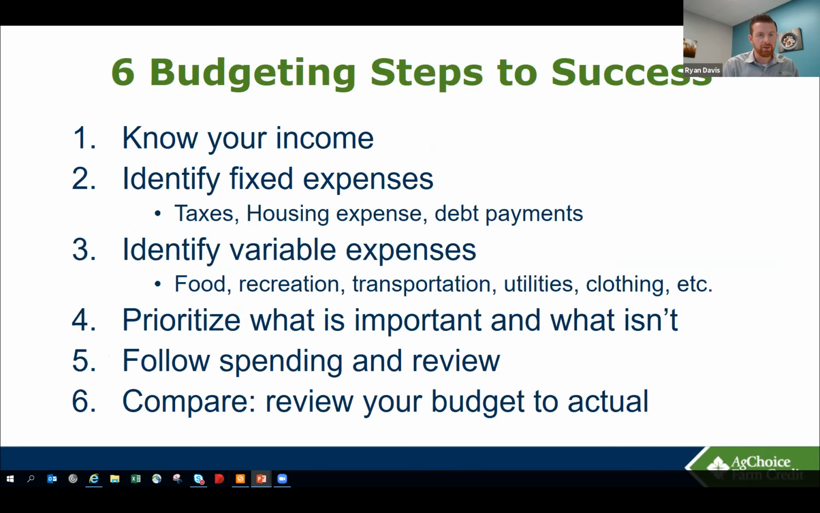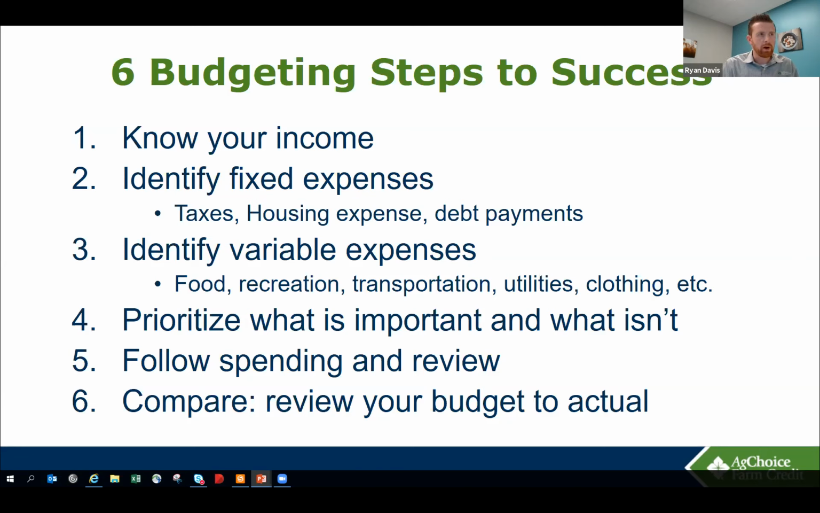The number one is just to know your income. So if you are a wage earner, that may be pretty straightforward, but if you are a business owner, you do need to track your income a little more closely. You want to identify your fixed expenses, so things that generally shouldn't change, like your taxes, housing expenses, debt payments. You also want to look at your variable expenses, things like food, recreation, transportation, clothing, some of those things that you may be able to manage up or down based on how your income is going for the year.